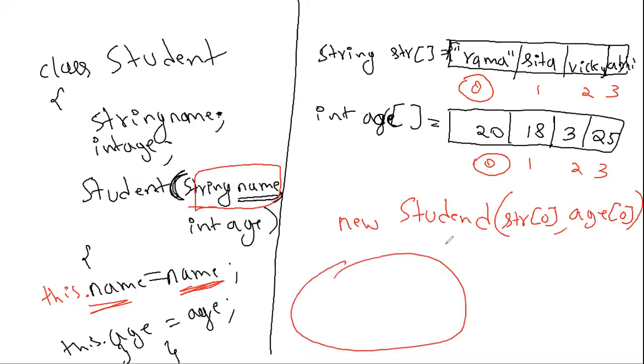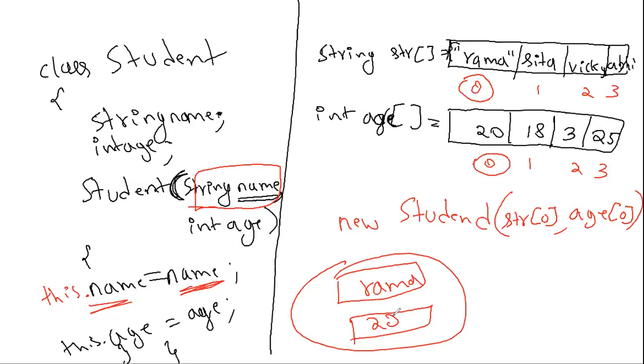Student. So what will happen is now two fields are getting created. Str of 0 is given to the first field. Str of 0 is Rama, and age of 0 is 20. So Rama and 20 are binded now. They are binded together.